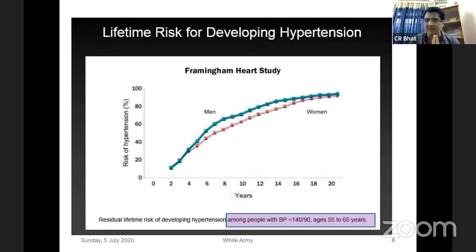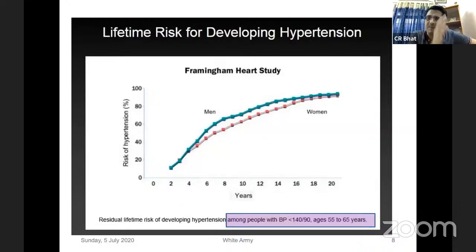Now, the studies have shown that even if you are normotensive at the age of 55, in the next 10 years, from 55 to 65, the chance of developing hypertension is almost 60 to 70%. That means hypertension is a disease of advancing age. This is the famous long Framingham study, which says that after 55 years, the chance of development of hypertension in about 10 years is almost 60 to 70%. So it is a disease of advancing age.